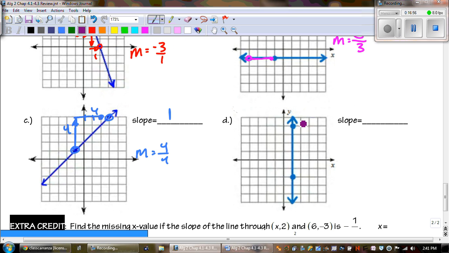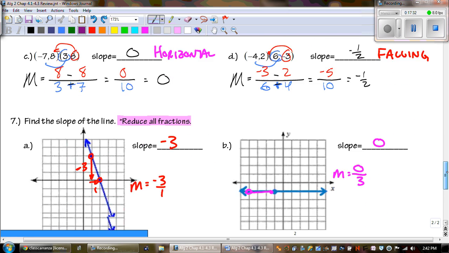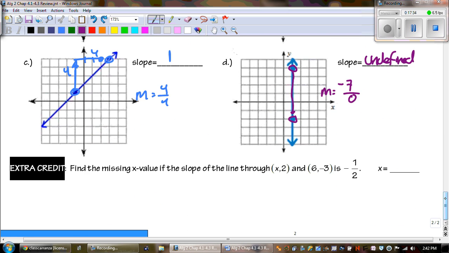Okay, D, last one. So technically we could be like, well, it's kind of falling or rising. I don't know. I'm going up or down. But 1, 2, 3, 4, 5, 6, 7. We can say I went down 7, but did I go left or right at all? No, I didn't. And when 0's on the bottom, it's undefined. And that's like, oh, Mr. Grice, that's a vertical line. Vertical lines are undefined. That's the math that we did in 6B. Okay? And that last one, yeah, that's extra credit. I'm not going to do it for you.